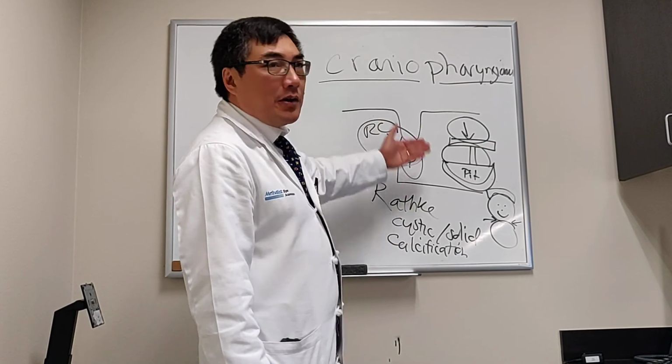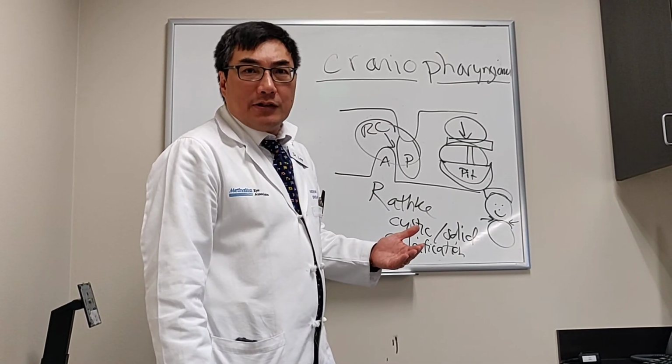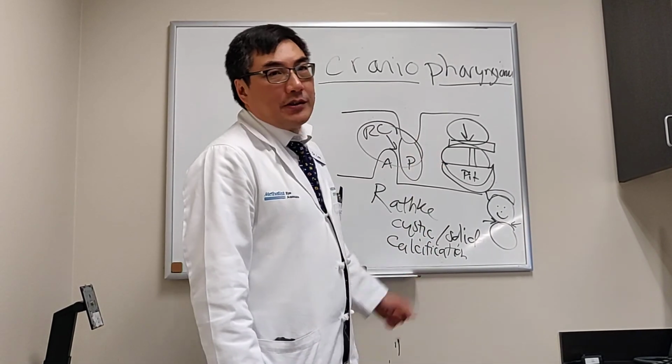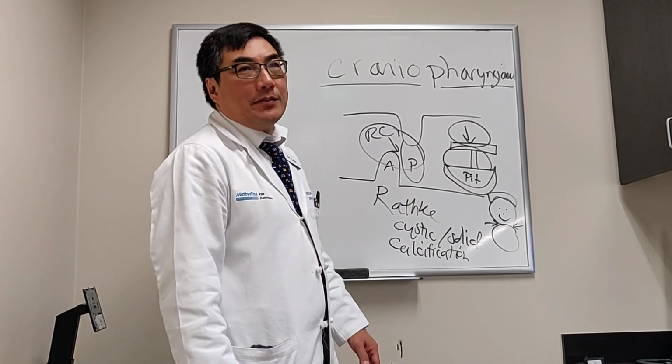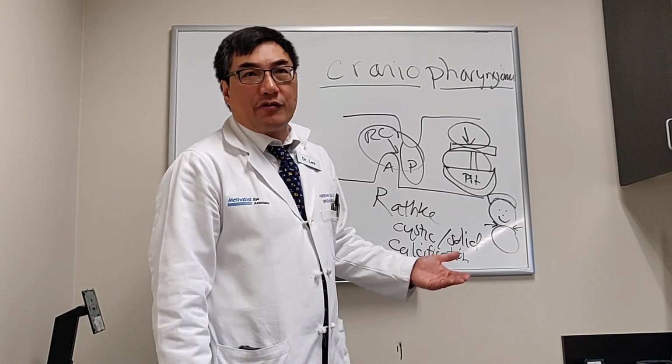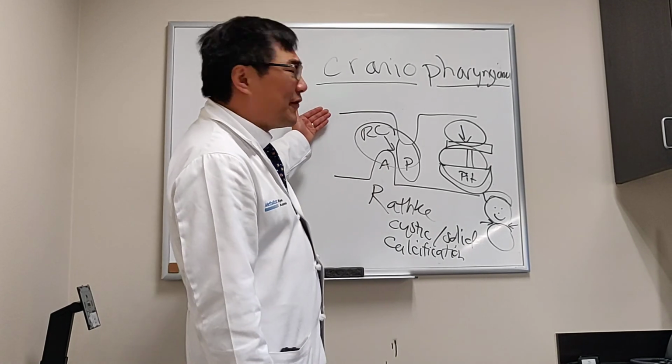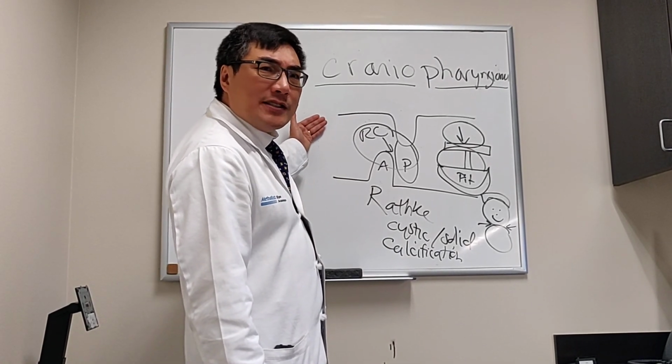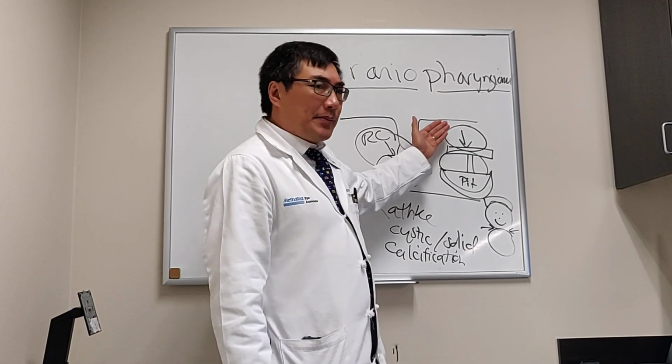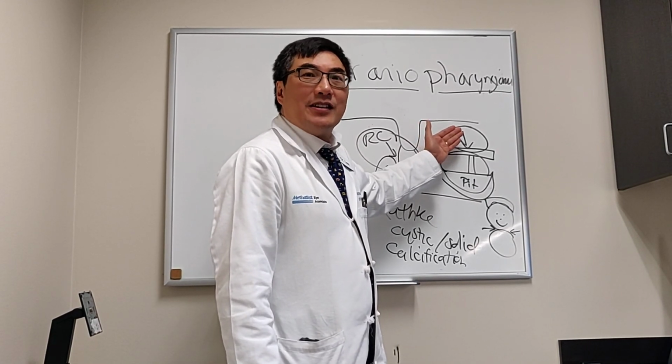So craniopharyngioma is one of the most common suprasellar tumors that we see. Pituitary adenomas are number one, but craniopharyngioma and meningioma are probably number 2 and number 3 in my clinic. You need to do a visual field on all of these patients, and what we're looking for is a bitemporal hemianopsia denser inferiorly.